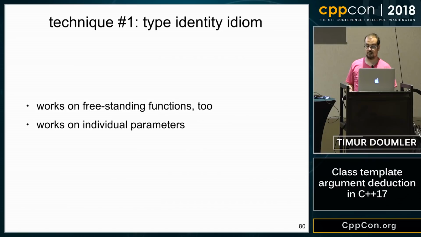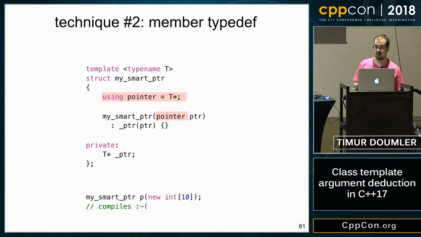That's not the only technique. Another technique is, instead of using this argument, you can have a member typedef. So instead of using T star as the argument for the constructor, you can have a typedef. CTAD looks through these typedefs. So if you just do it like this, instead of T star, you say using pointer equals T star and then use pointer as the argument type. Because the typedef is inside your class that you're deducing, it's still going to see that. It sees through all the typedefs inside the class you're in.